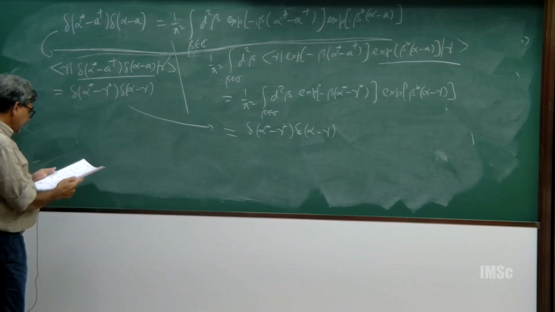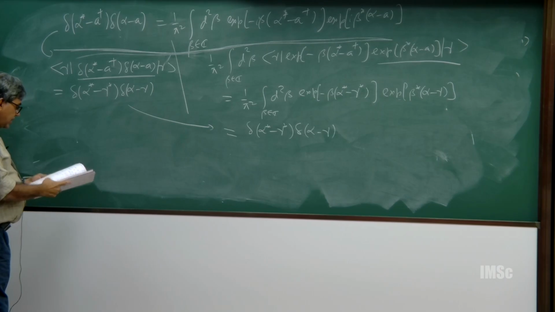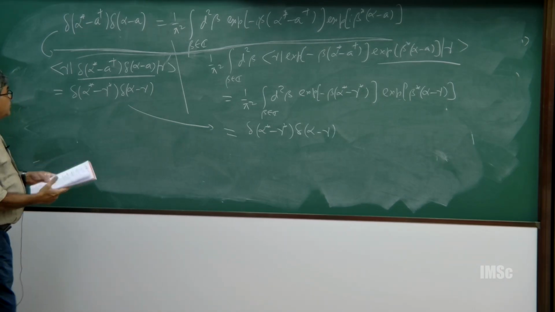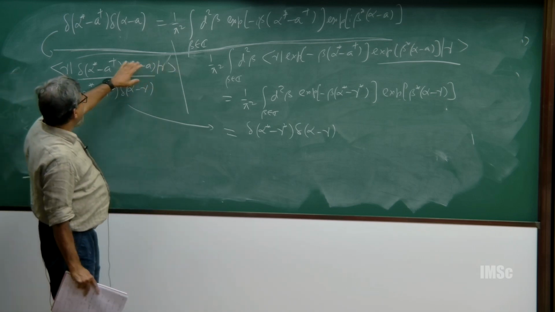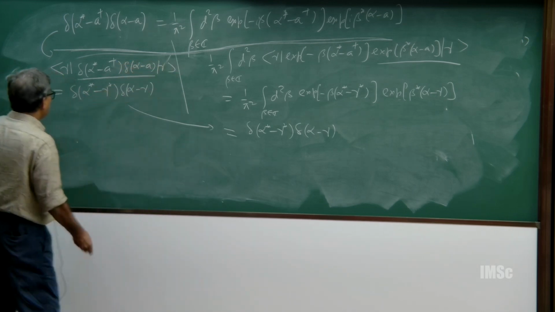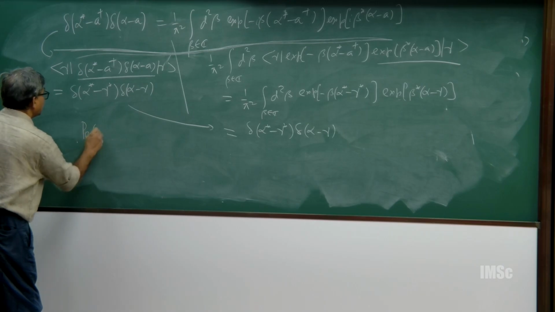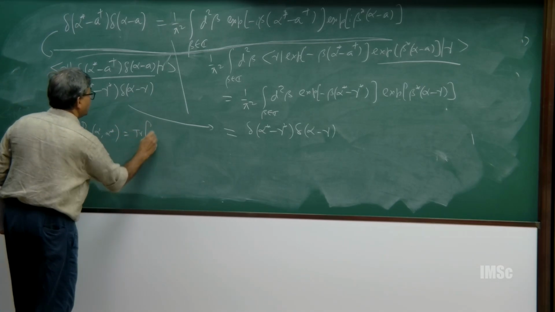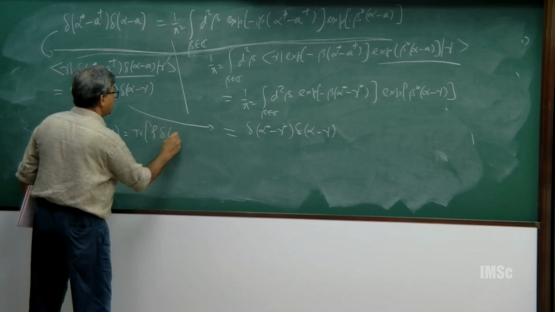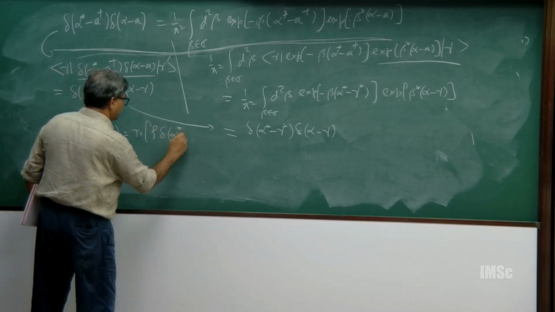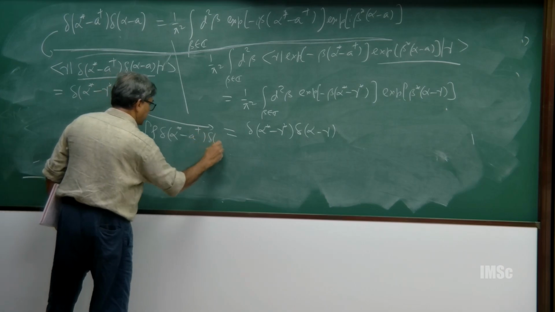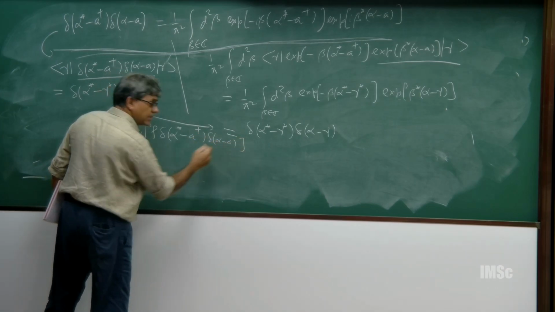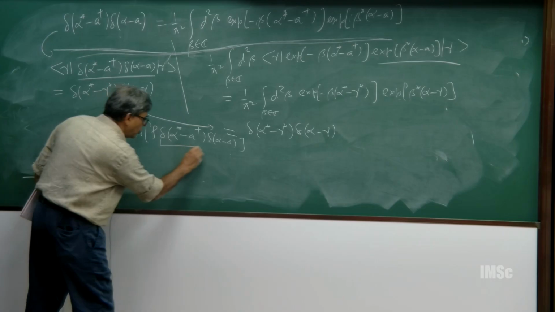But one more thing is important, and this is what we are going to use later. In our expression for P of alpha star, alpha, which was the trace of rho times delta of alpha star minus A dagger, delta of alpha minus A, right, this is normally ordered.